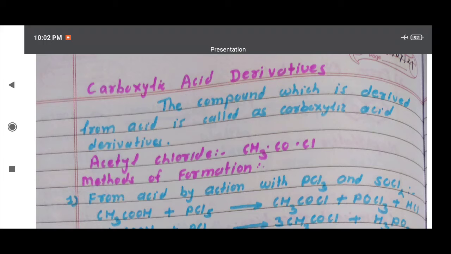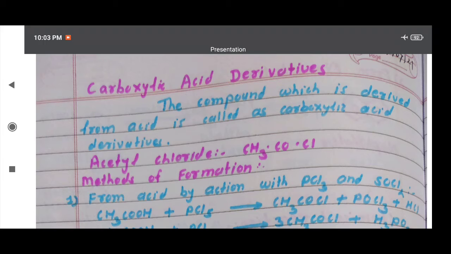In this carboxylic acid derivative topic we study two derivatives of acids. One is acetyl chloride and the next is acetic anhydride. Acid ester and acid amide are also derivatives of carboxylic acids. First we study acetyl chloride, CH3COCl.